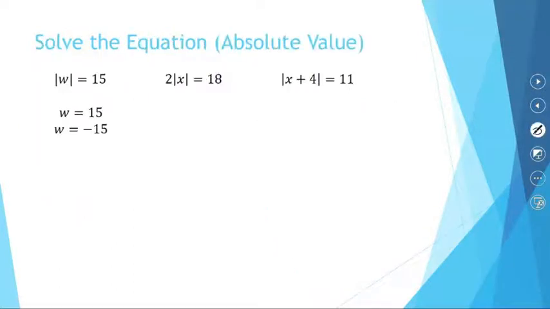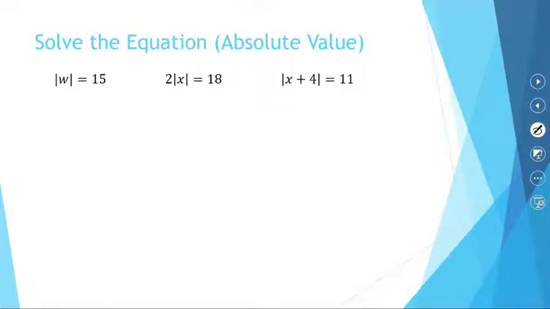All right, just going to continue moving along. Moving on to solving equations that are absolute values. So let's start simple so you get an idea of how these work. So here in our first example on the left, I have the absolute value of w equals 15.